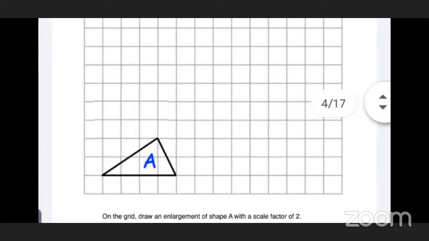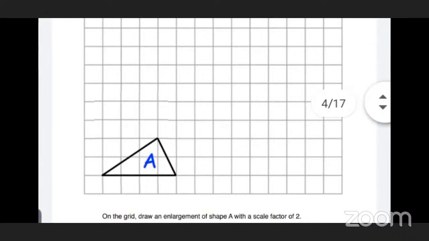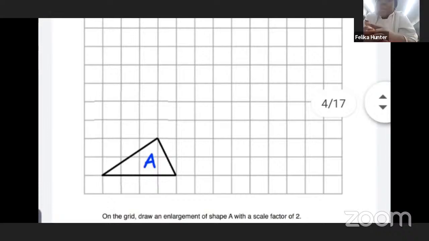Yes, miss. So do the base for me first. Dejana, do the base for me. Let me see what the base would look like. Presently, it's 4 squares at the base. If we double it, a scale factor of 2 means we're doubling the base. Do it on the screen. Yeah, do it. Okay, miss.